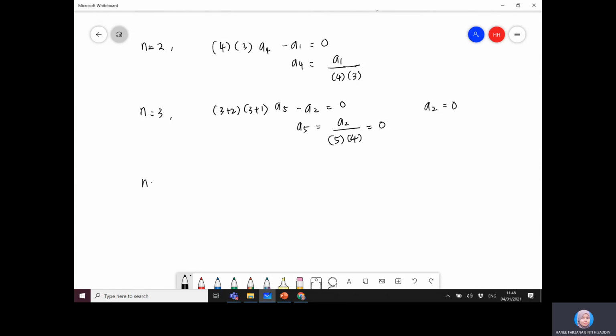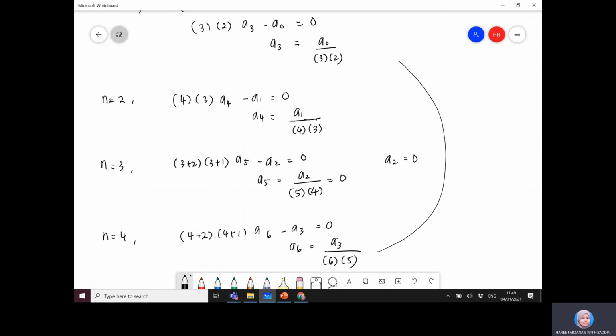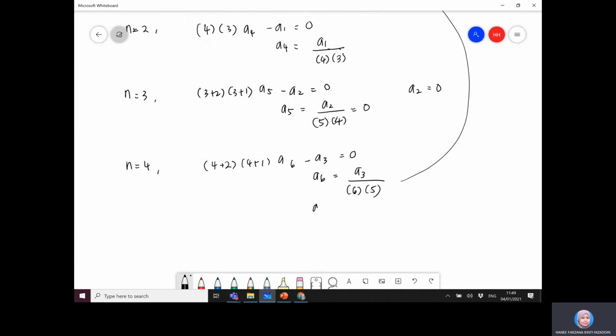Then for n equals 4, we still haven't seen the complete pattern yet, yeah? So that's why we need to go on and on until we see the pattern. Okay, so for n equals 4, you have the coefficient (4 + 2)(4 + 1) a6 minus a3 equals 0. So you have a6 equals a3 over 6 times 5, and do you have any a3 there? Yes, you have this a3 equals a0 over 3 times 2, so your a6 is thus a0 over 6 times 5 times 3 times 2, okay?